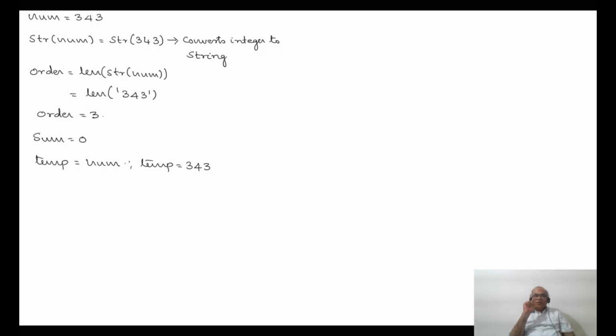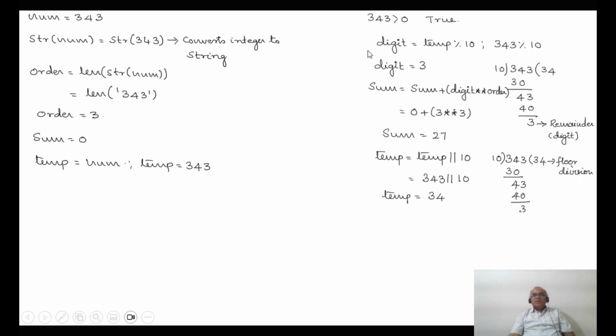Similarly, when you want to check a number that is not an Armstrong number, num is equal to 343. Str num converts the integer into a string, so you're going to get 343. Order is the length of str num, so order is 3. Sum is equal to 0. Temp is equal to num. Temp is 343. If 343 is greater than 0, condition is true.